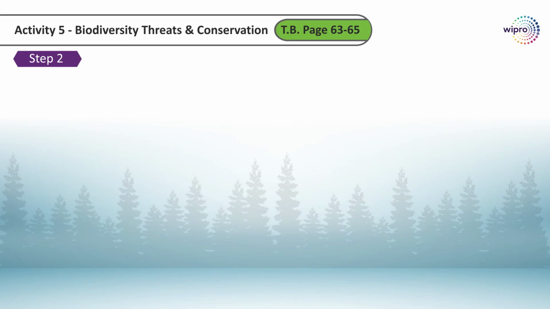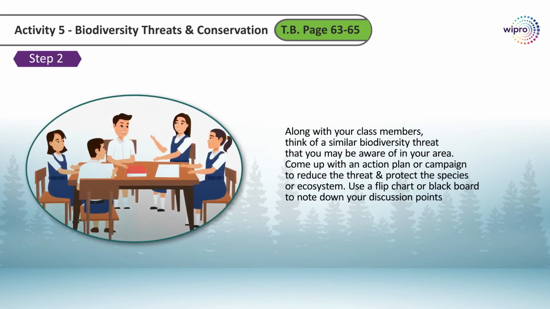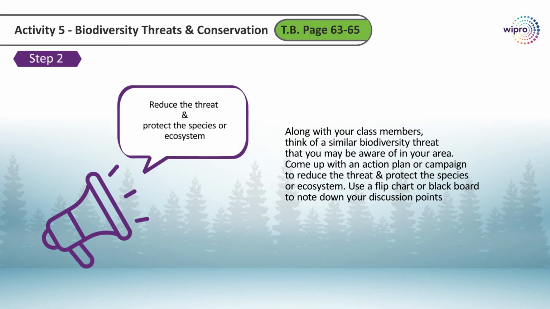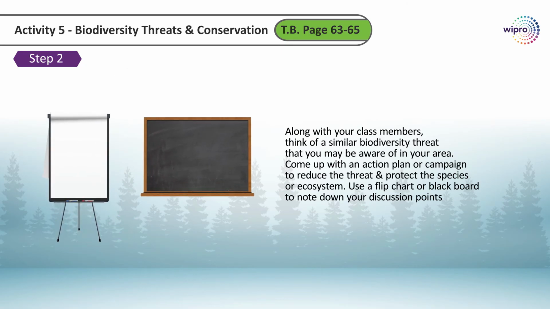Step 2. Along with your class members, think of a similar biodiversity threat that you may be aware of in your area. Come up with an action plan or campaign to reduce the threat and protect the species or ecosystem. Use a flip chart or blackboard to note down your discussion points.